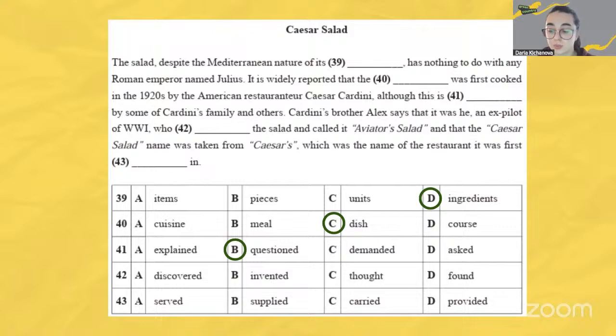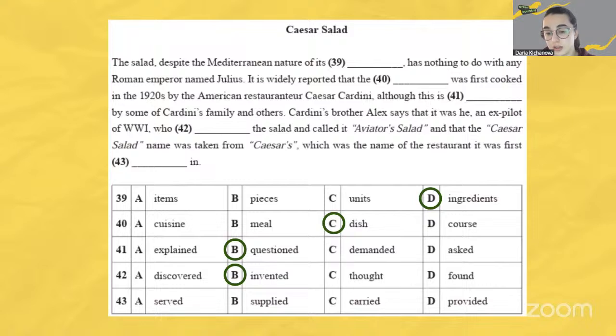So when we are talking about creating something new, as we already discussed, we need to use invented. So he created the salad, so he invented it. And the last we have, which was the name of the restaurant. It was firstly served in, supplied in, carried, or provided. So we understand that this restaurant cooked this salad. So what is the variant?